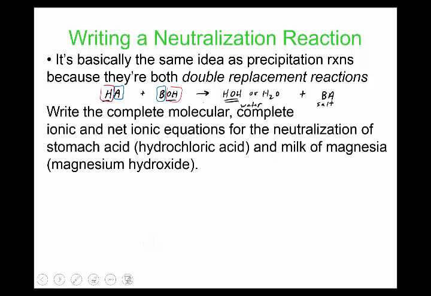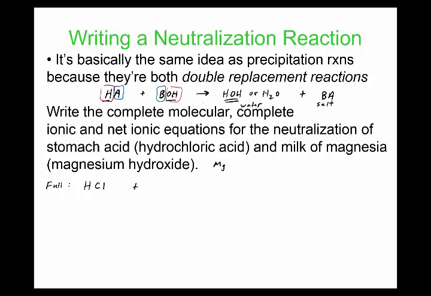Okay, so let's try a quick question here. Let's write the complete molecular, complete ionic, and net ionic equations for neutralization of stomach acid, which is HCl, hydrochloric acid, and milk of magnesia, which is magnesium hydroxide. So here's the full molecular. Hydrochloric acid is HCl plus magnesium hydroxide.